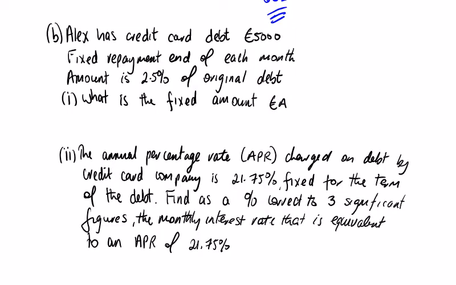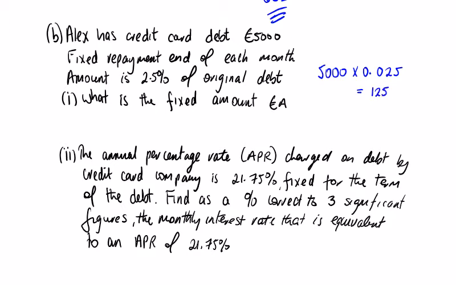Part B of this question starts off with two easy ones. Alex has credit card debt of 5,000. The fixed repayment at the end of each month is 2.5% of the original debt. What's the fixed amount? Well, that's 5,000 by 2.5%. So 5,000 by 0.025 is going to give me an answer of 125. 1% is 50, 2% is 100, 2.5% is 125.